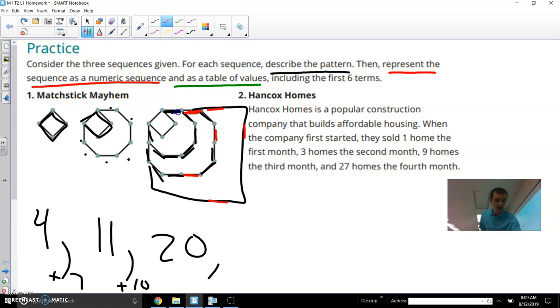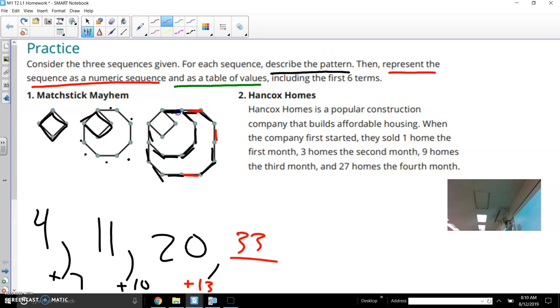So I'm going to go ahead and say that what's going to happen is the next term is not going to add 10, but it's going to add 13. So I believe the next one will probably have 33, okay? So go ahead and describe to me in words kind of what we did there. Try to represent the sequence all the way to 6 terms.